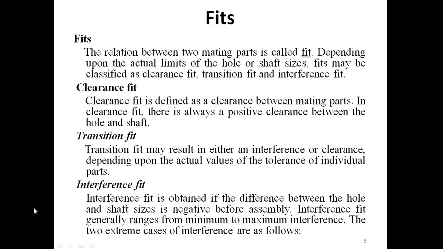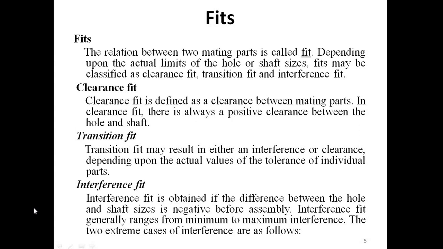There are some tolerances like capital S7, small g6. It is normally used for clearance fit. S7 is for hole, g6 for shaft. Another type is S7 m6, capital S7 for hole, m6 for shaft. It is used for interference fit.